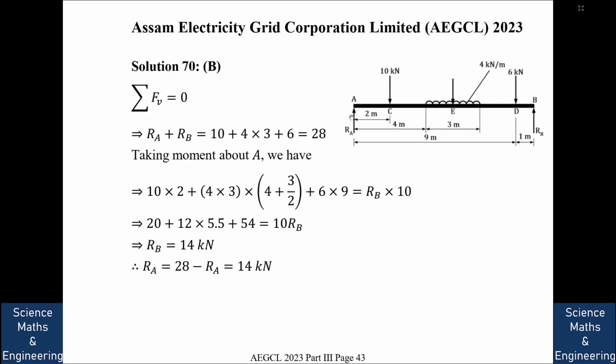Now if we take the moment at A, what we get is 10 into 2 plus 4 into 3, that is 12, into 4 plus 1.5, and then 6 into 9. So this moment would be equal to RB into 10. From here we get RB is 14 kilonewton. So RA would also be 14 kilonewton.